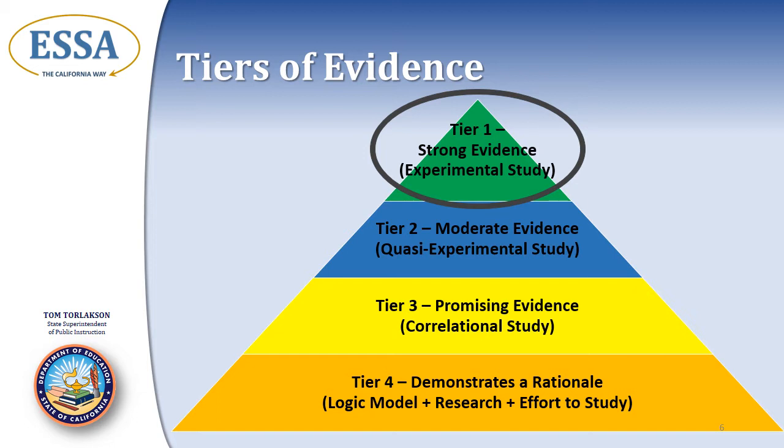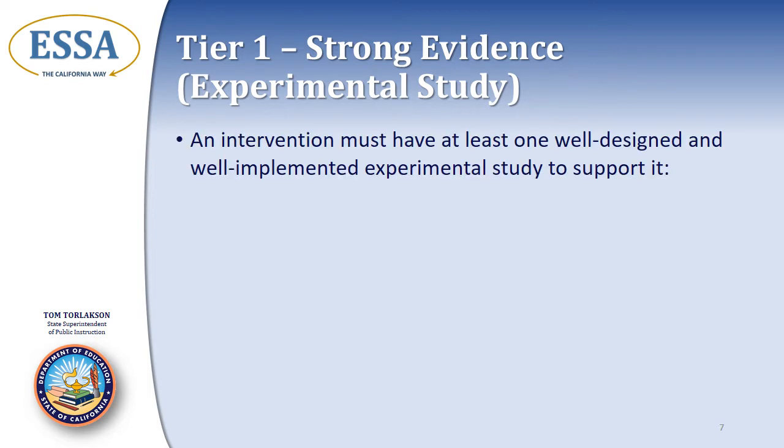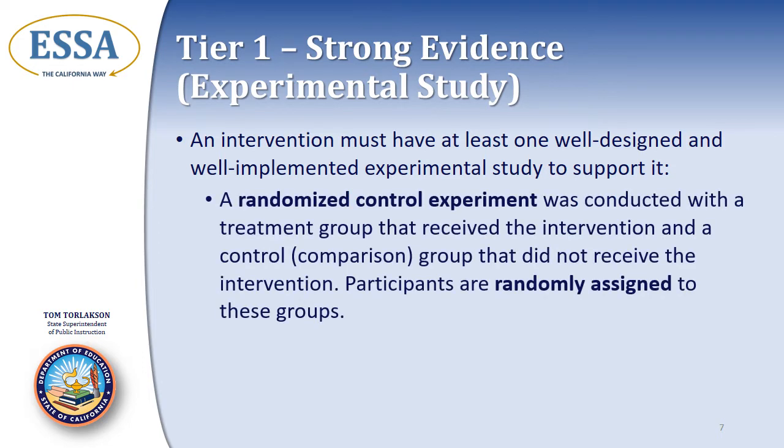Let's start with Tier 1, strong evidence. Strong evidence is the highest level of evidence available. To qualify as having strong evidence, the intervention must have at least 1 well-designed and well-implemented experimental study to support it. This means a randomized control experiment was conducted with a treatment group that received the intervention and a control or comparison group that did not receive the intervention. Participants are randomly assigned to these groups.